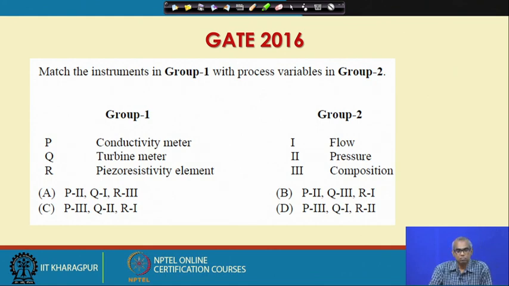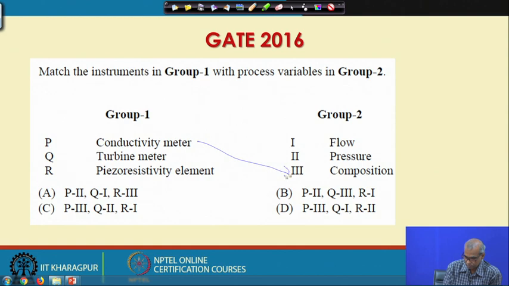A question from GATE 2016. Match the instruments in group 1 with process variables in group 2. Conductivity meter, turbine meter and piezoresistivity element. Conductivity meter can be used to measure composition. If you remember, we have discussed this during our discussion on concentration measurement. Turbine meter can be used to measure flow, and piezoresistivity element can be used to measure pressure.